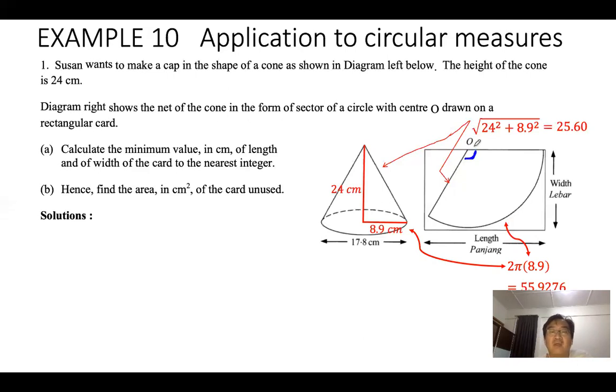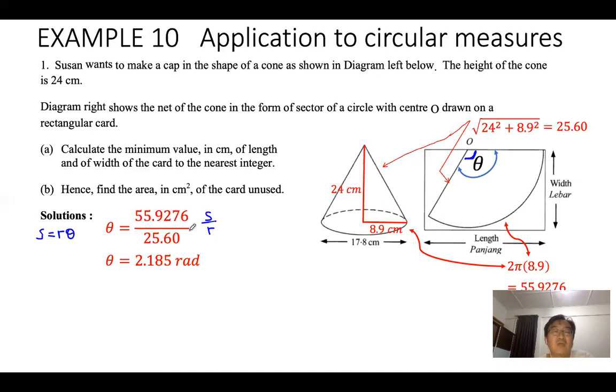Then what to do next is we want to find the angle here, theta. So we use the formula S equal to R theta, meaning that theta will be S over R. Our S will be 55.93 divided by 25.6. So you get 2.185 radian.